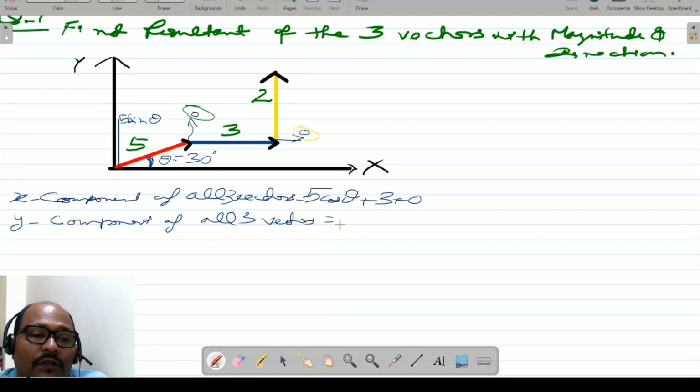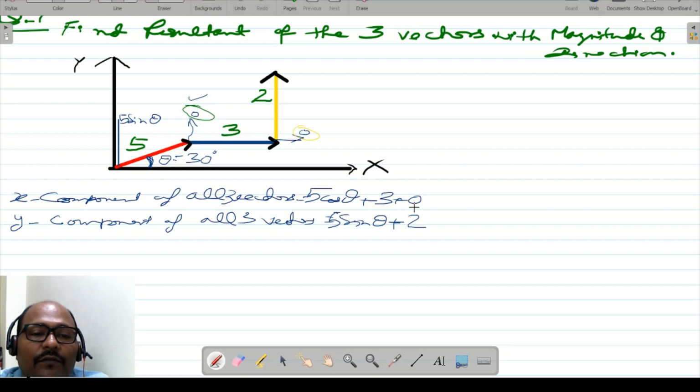So the y component of all the three vectors, just write it down, students. The y component is 5 sine theta, plus the component of 3 in the y direction, which is 0. I have marked it as 0, see over here, right? And the component of 2 in the y direction is 2, because its x component is 0.